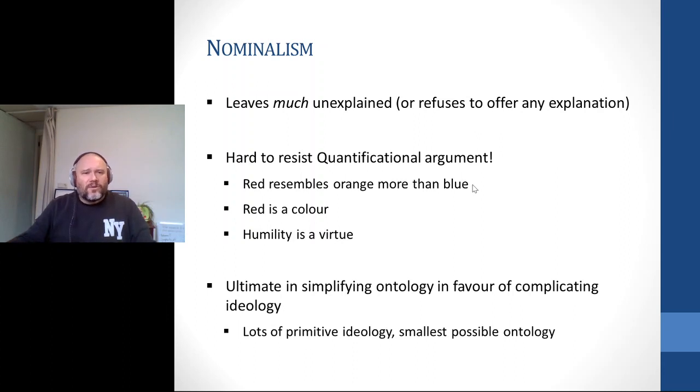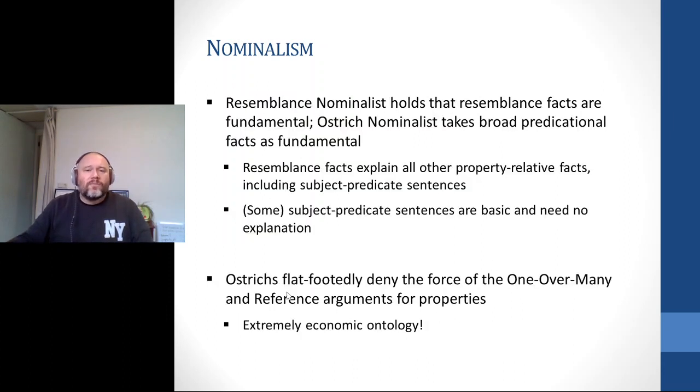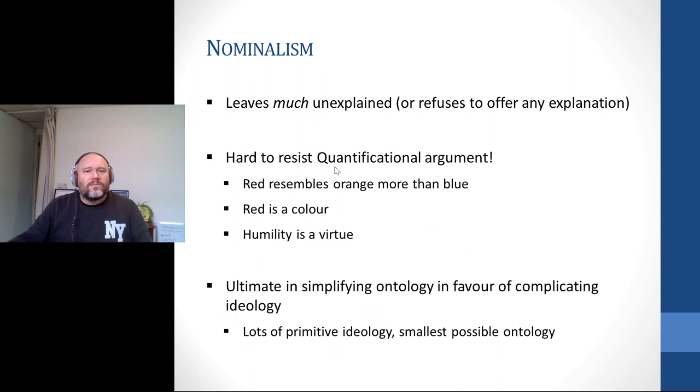So the ostrich nominalist, to go back a slide, might be able to avoid or bury their head and avoid the One over Many and the reference argument, but it seems very hard for them to get out from underneath the quantificational one. They're going to need to deliver a very clever paraphrase to make sense of sentences like these. Or they can deny that they're true. But that seems a little bit difficult. These seem to be the kinds of things that we want to be true. So they're in a difficult position here.